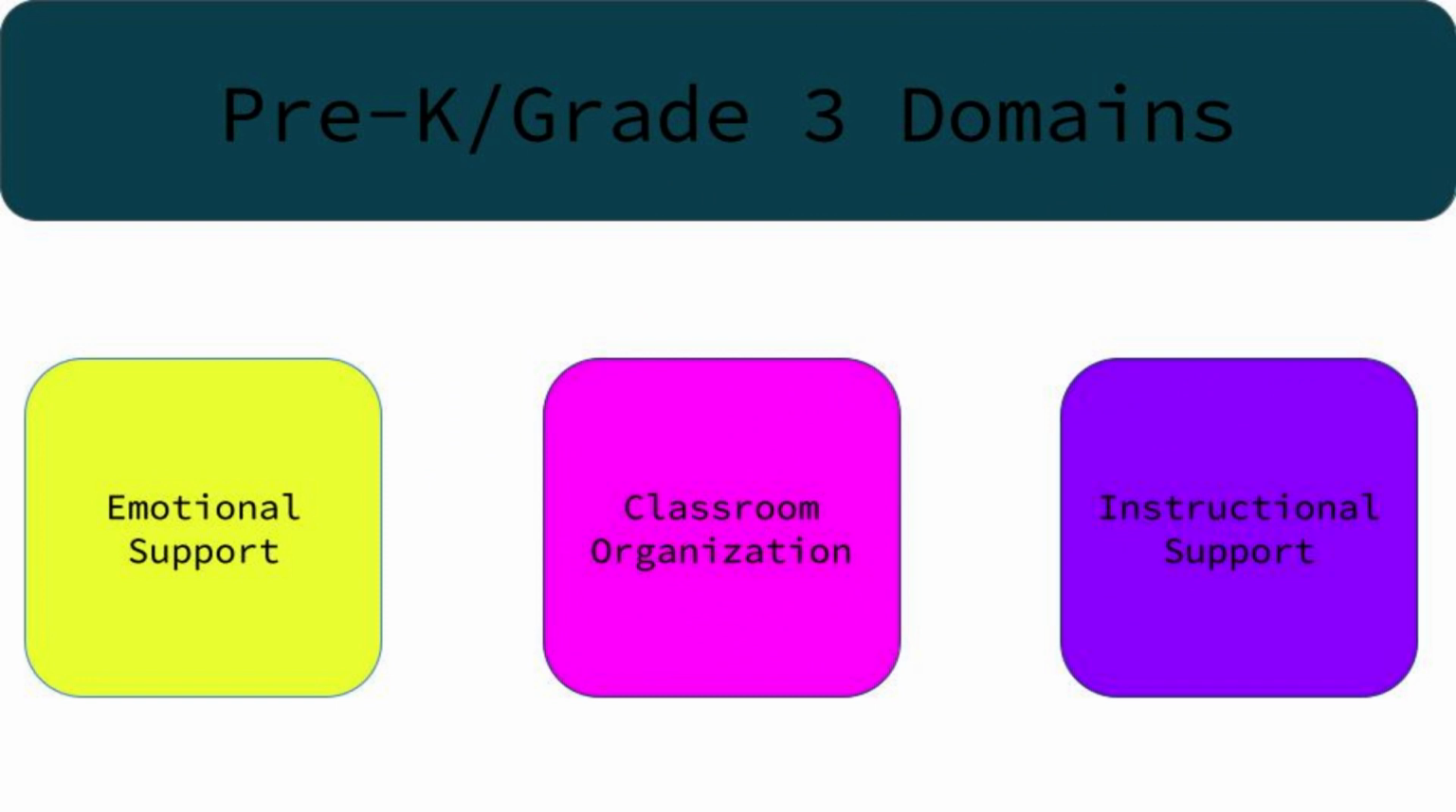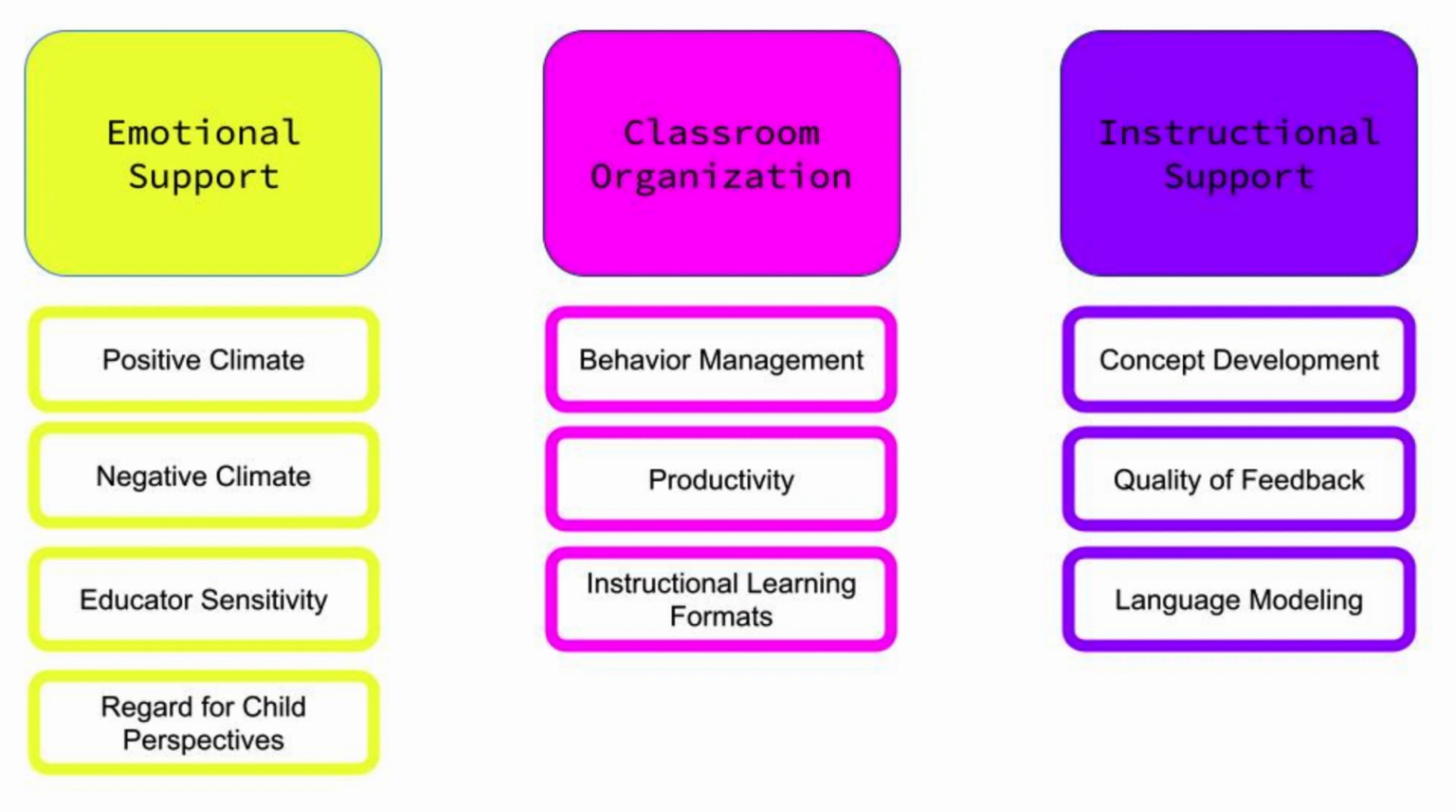In summary, the pre-K through grade 3 CLASS tool consists of 3 domains: emotional support, classroom organization, and instructional support, and 10 dimensions: positive climate, negative climate, educator sensitivity, regard for child perspectives, behavior management, productivity, instructional learning formats, concept development, quality of feedback, and language modeling.